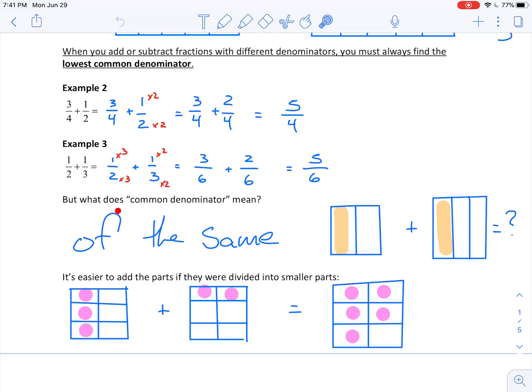Right? So common denominator, what does it essentially mean? It means what I've been saying the whole time: of the same. So if I have basically 1/2 and 1/3, I can't really add these together, right? Doesn't really make sense. But it's easier to add the parts if they are divided into smaller parts. So I visually broke these down into 1, 2, 3, 4, 5, 6. 3, 4, 5, 6. Right? So this is 3 of 6. And this is 2 of 6, which is the equation we did up here. So we can visually see this. So of the 6 spots, we have 1, 2, 3, 4, 5 of them full.